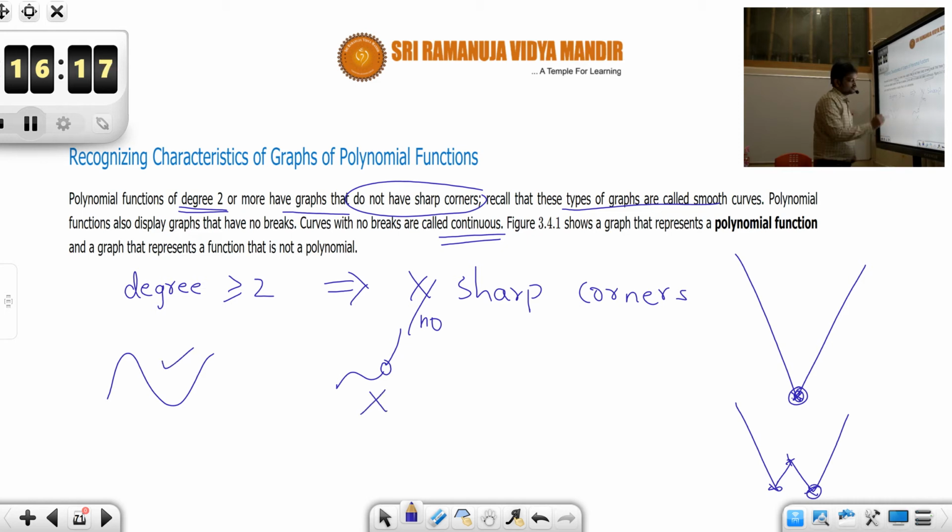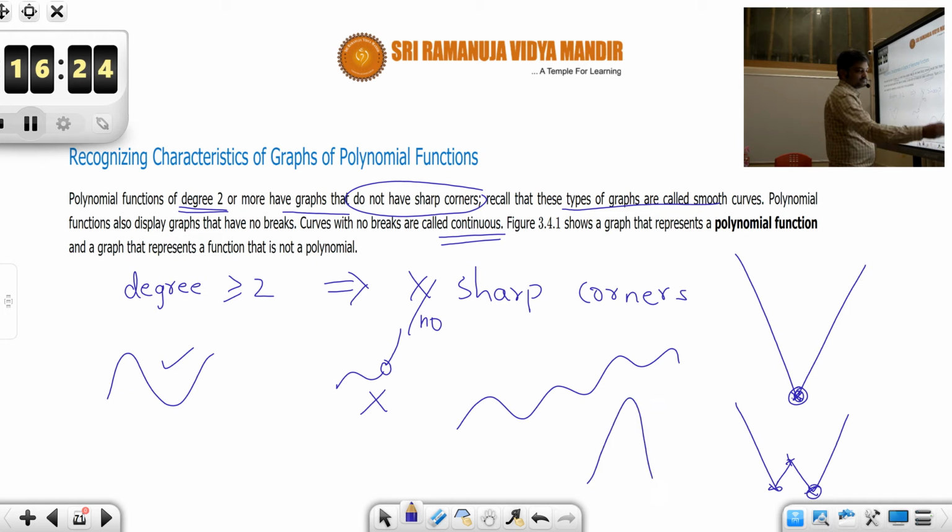Continuous means there should be no gap. It goes indefinitely, something like this. So you will find no breaks. If there is any gap in between, then it is not continuous.